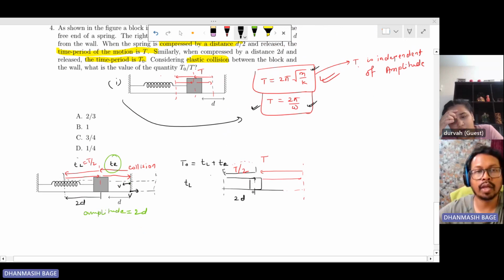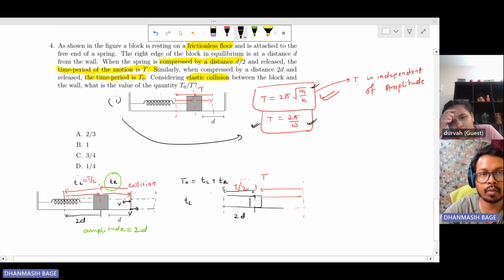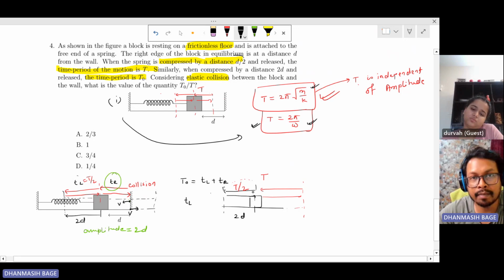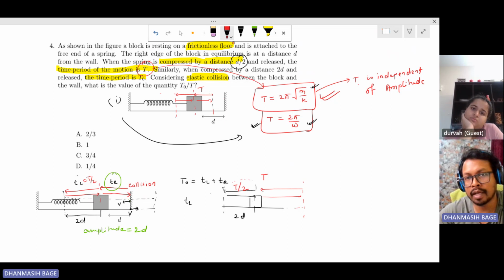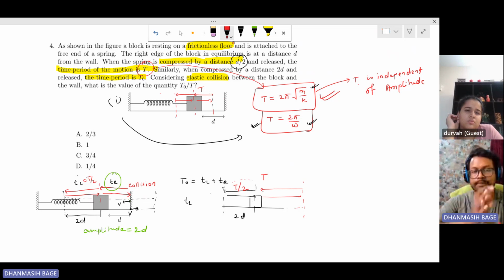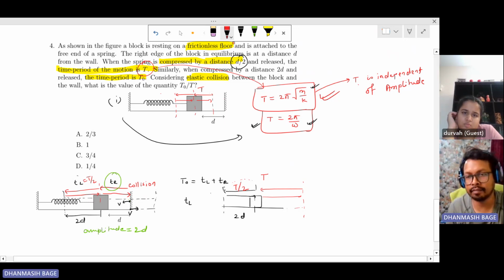Okay. In this case, it is asking that when you compress the spring by d, the time period is T, right? This T is equal to 2 pi root over m by k, or T is equal to 2 pi by omega. It's the same thing. So the time period is this because it is within the limits. It can complete the entire journey without any resistance, without any collision.